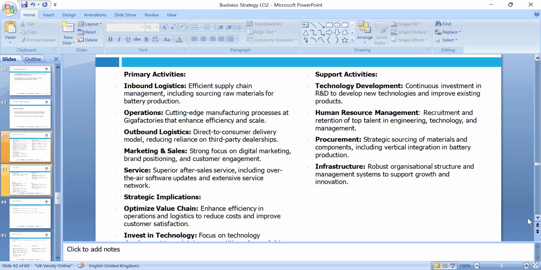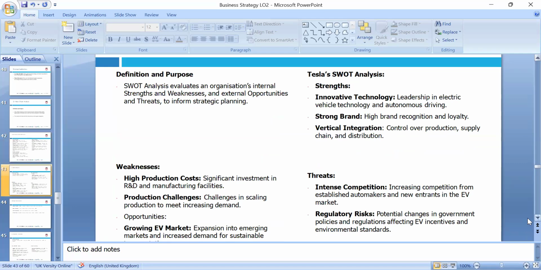Strong focus on digital marketing, presence on social media and so on, and superior after-sales servicing. Strategic implication: optimize the value, and invest in support activities: technology development, continuous human resources developing talented people, procurement looking for new supply sources, and better infrastructure, robust and automated, and carry on focusing on these to enhance. We already had a discussion previously.